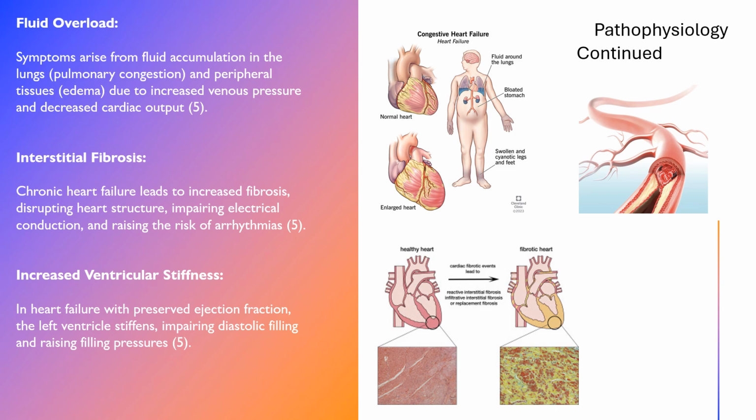Interstitial fibrosis. Chronic heart failure results in increased fibrosis, disrupting the heart structure, impairing electrical conduction, and increasing the risk of arrhythmias. Increased ventricular stiffness. In case of heart failure with preserved ejection fraction, the left ventricle becomes stiffer, which impairs diastolic filling and raises filling pressure.